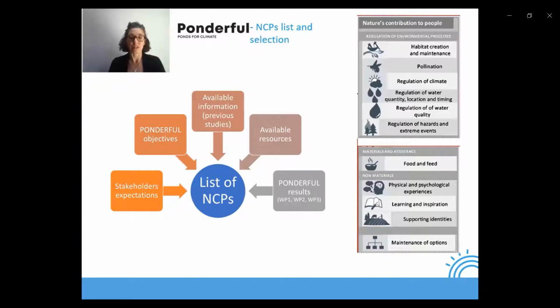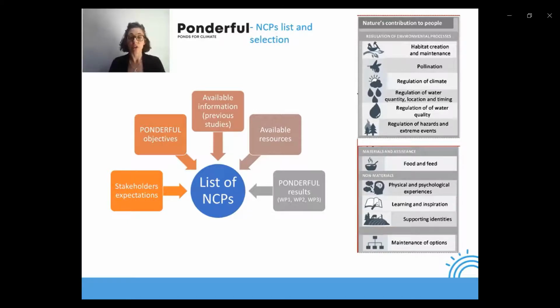The list of those 11 NCPs will be screened according to 5 criteria. The expectation of stakeholders, for example, climate regulation, pollination, regulation of hazards, identified through the survey conducted by another work package during a workshop. And the objective of Pondaful: climate change mitigation and adaptation and biodiversity conservation.